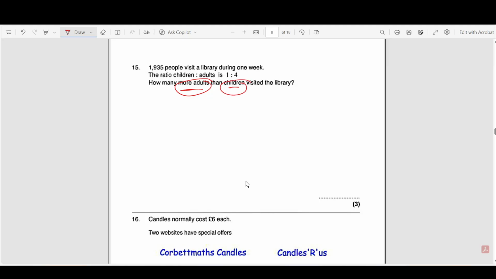First of all, get the total number of parts. We add the ratio 1 plus 4, which is 5. So there are a total of 5 parts. Let's determine the value of one part. This is the total number of people, 1935. We divide it by 5 to determine the value of one part.